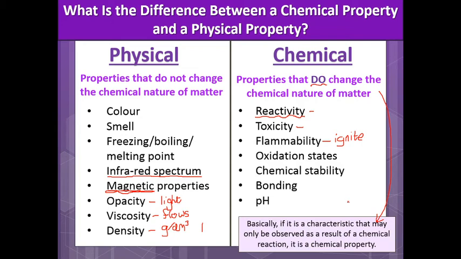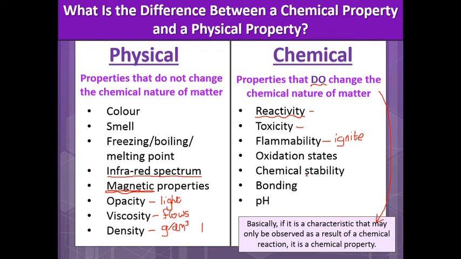Oxidation states. We have talked so far in this unit, back when we were still in school, about oxidation states. Oxidation states are not directly observable. What we have to see is an indirect observation where we change from one oxidation state to the other and potentially observe a colour change, which is a sign of a chemical change and therefore a chemical property.